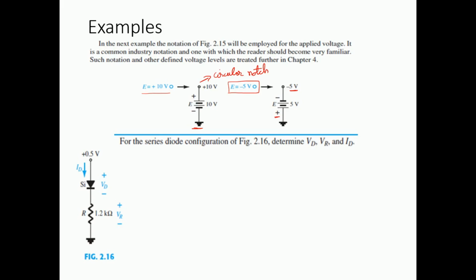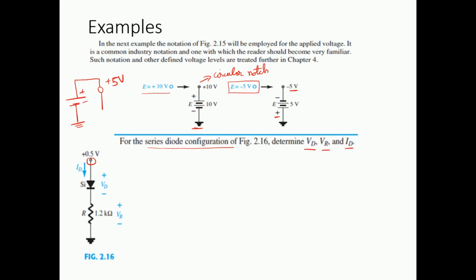Now let us put this to a test and understand with an example. For this circuit configuration, we again need to find the voltage across the diode, the voltage across the resistor and the current flowing through the diode. Here we see this notch is provided with a value of 5 volts. What does it mean? If we extend this, it is plus 5 volts, which means that this is connected to the positive or higher polarity and the negative is connected towards the ground. So this is what this notch is indicating.